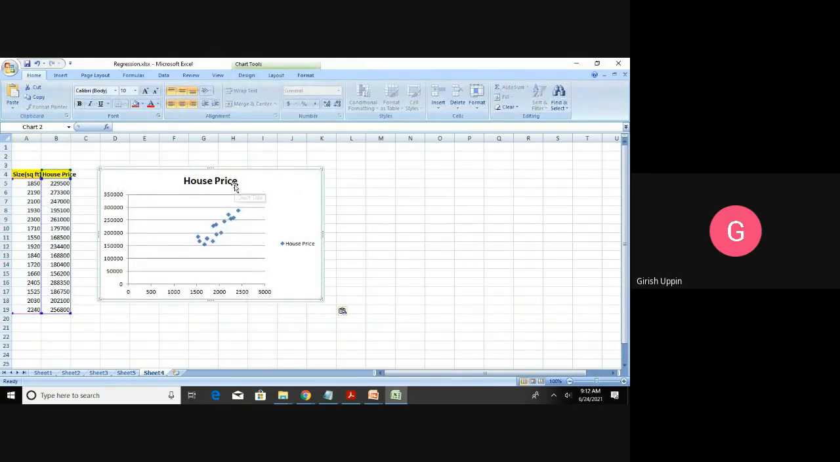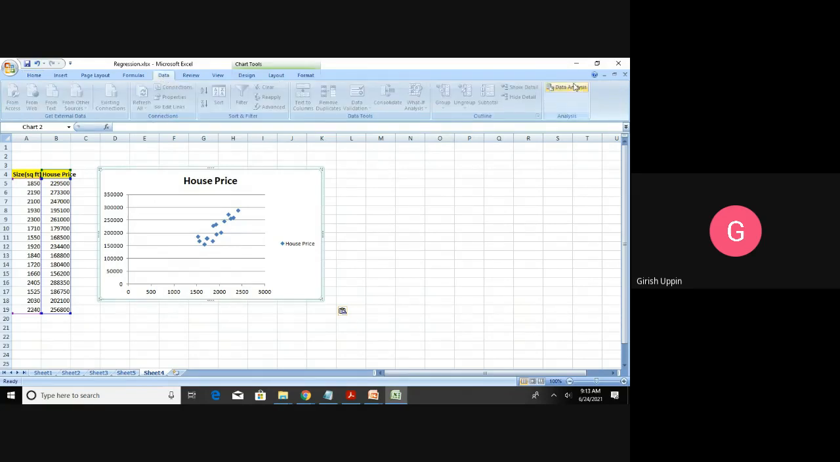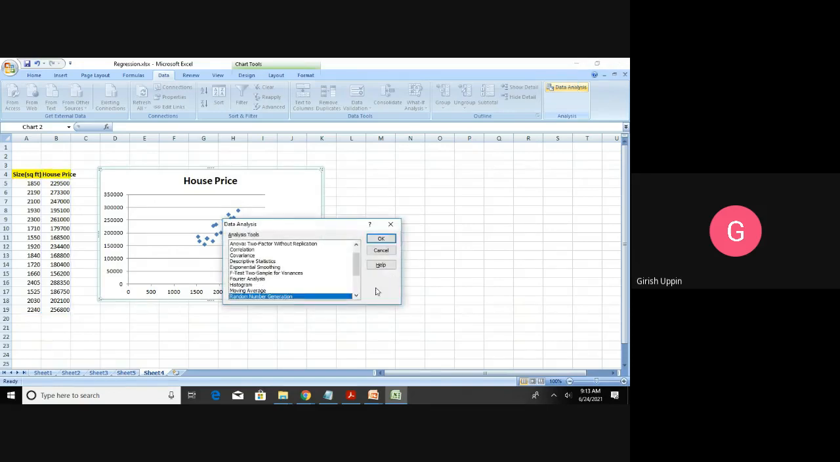So you can see house price, and this is the size. This is the independent variable or the predictor variable, and this is the dependent variable or the target variable. And if I want to run the analytics on top of that, you can click on data, and we have data analysis. Then you can select from this list, you can select regression, and say okay.